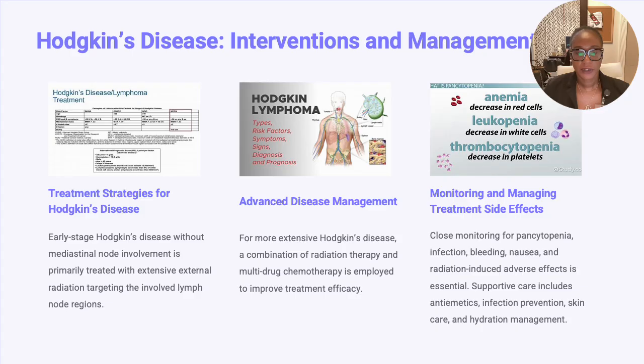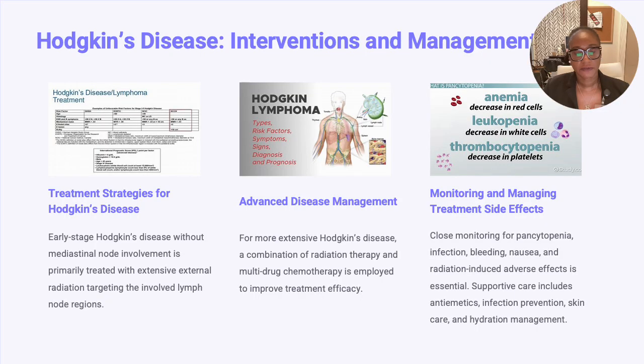So, some intervention and management for Hodgkin's disease. Of course, early stage without mediastinal nodes involvement, the treatment of choice is extensive external radiation of the involved lymph node region. For more extensive disease, radiation and multi-drug chemotherapy are used. We want to monitor for medication-induced pancytopenia, an abnormal depression of all cellular components of the blood, which can increase the risk for infection, bleeding, and anemia.